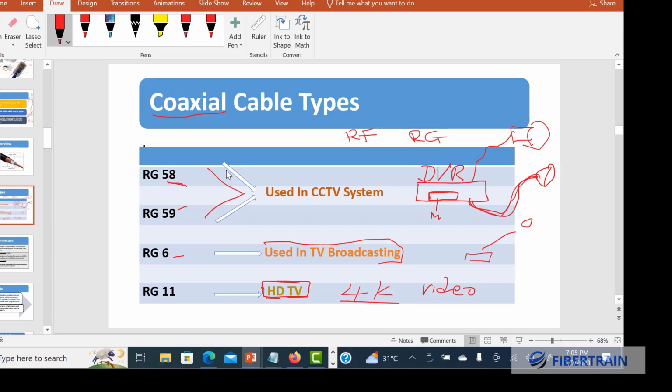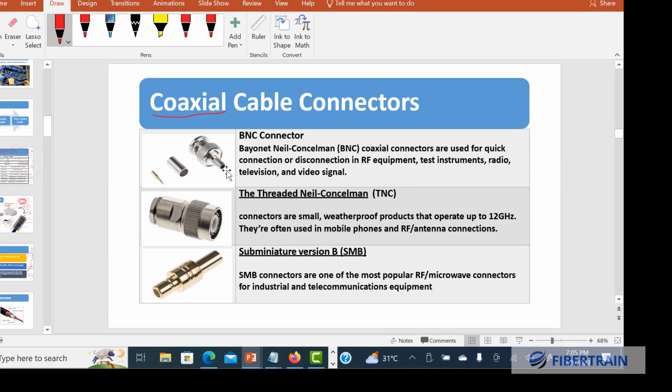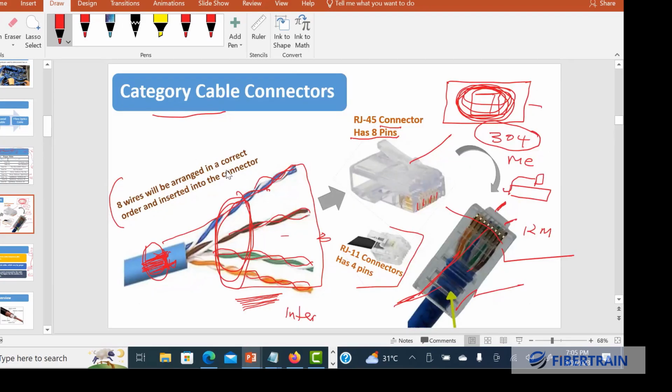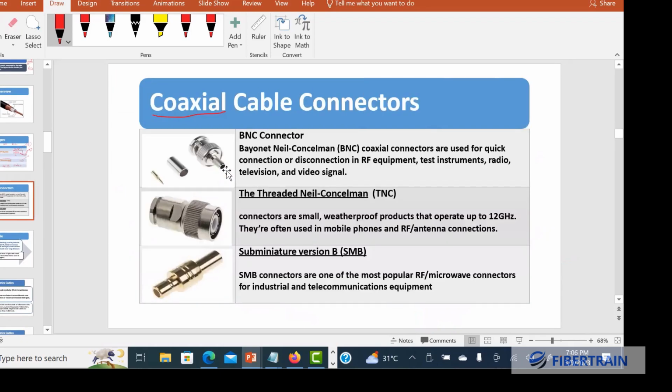Yeah, you're correct. So now let's look at the different types of connectors. The connectors used in coaxial cable are totally different from the connectors used in category cables. Here you can see the connector we use in category cables looks totally different. This is the RJ45 connector. Compare it to what we have here. They look different.